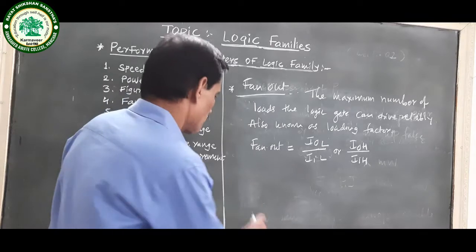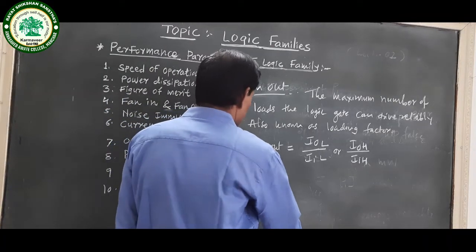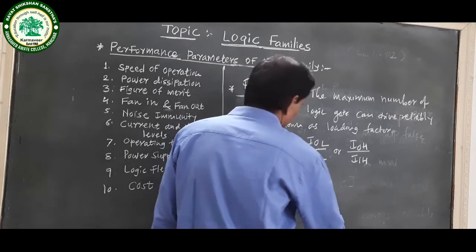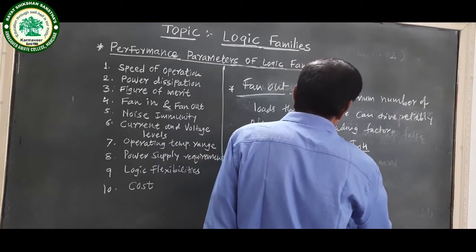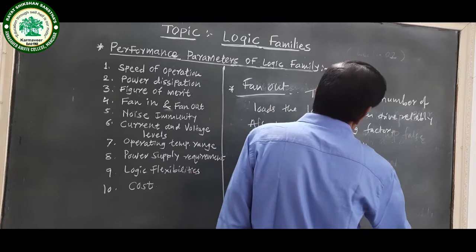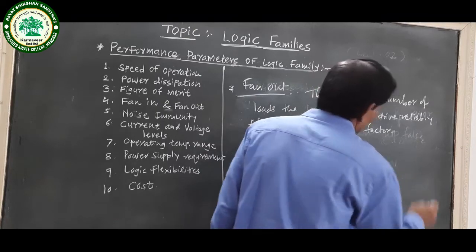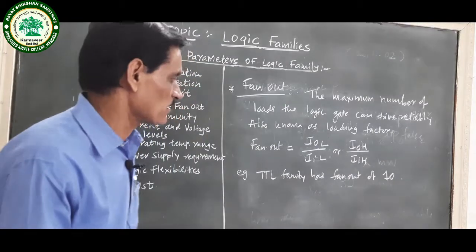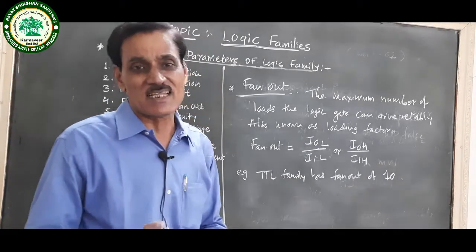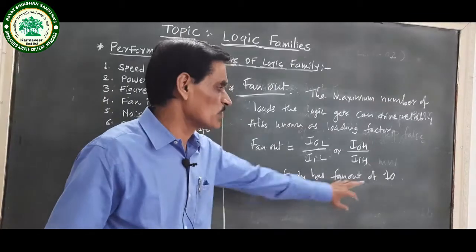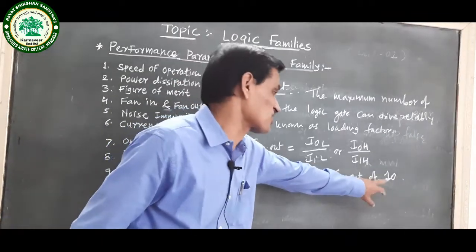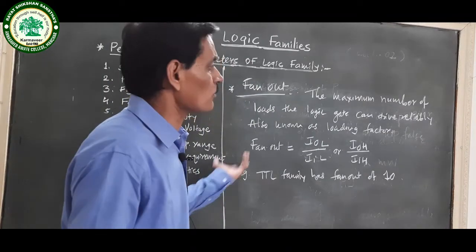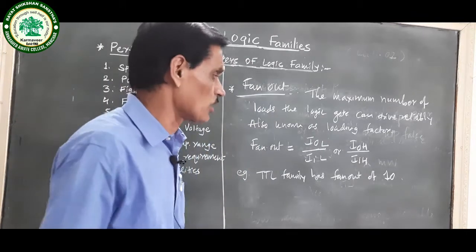Remember that, for example, the TTL family has a fan-out of 10. In TTL the fan-out value is 10, meaning any TTL gate can maximally drive similar gates in the order of 10, without producing false triggering or output.